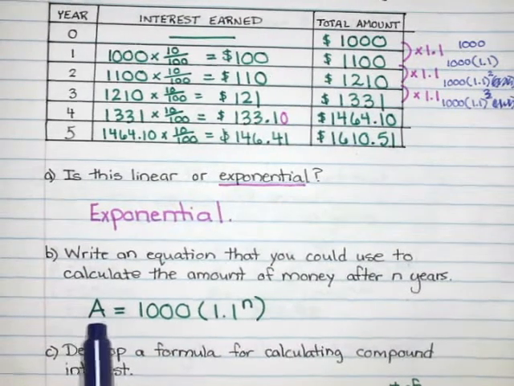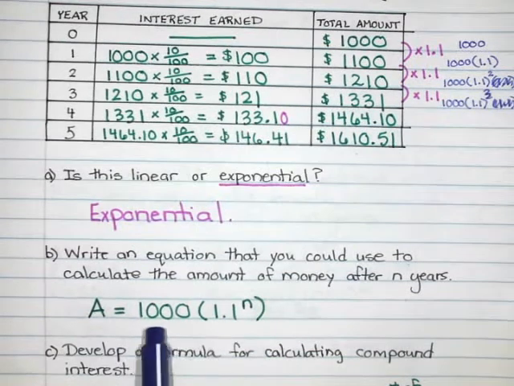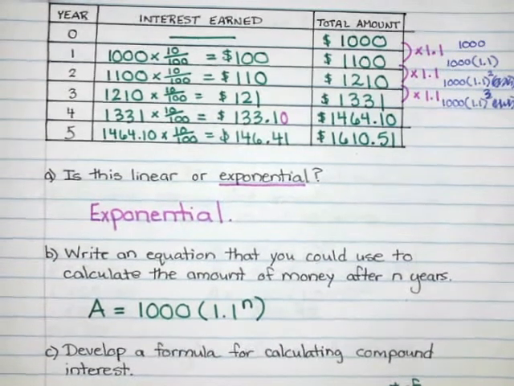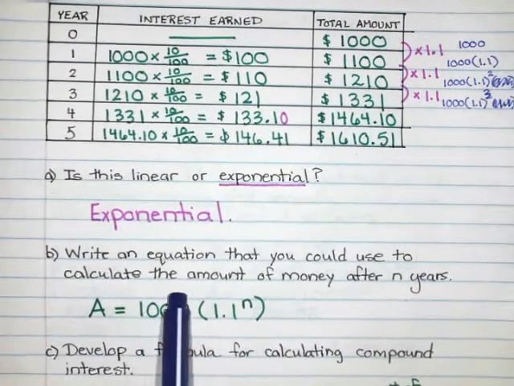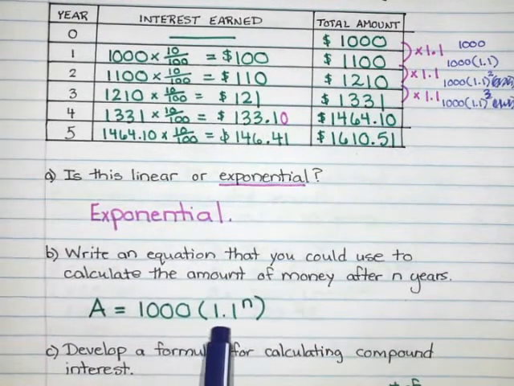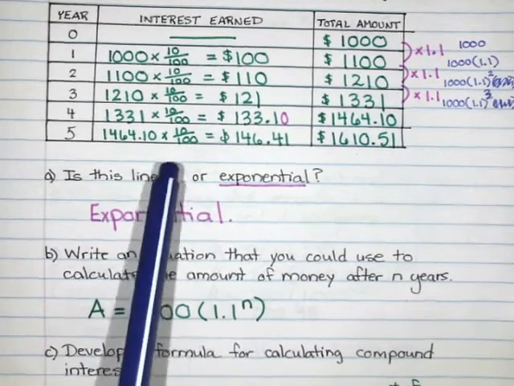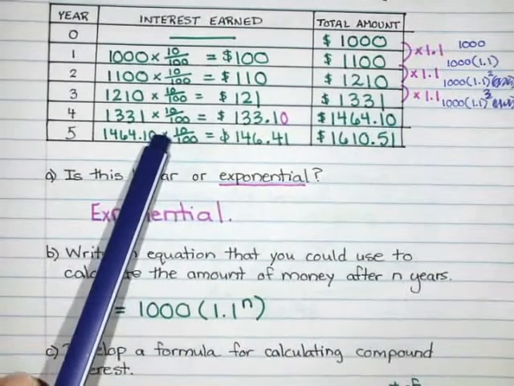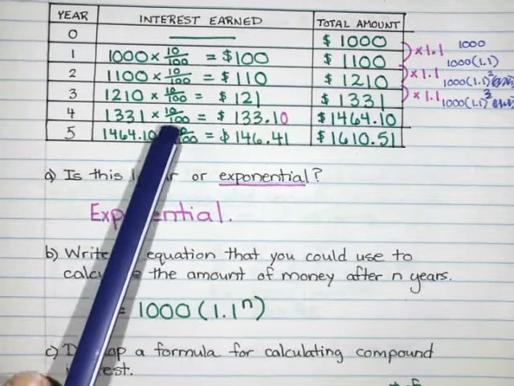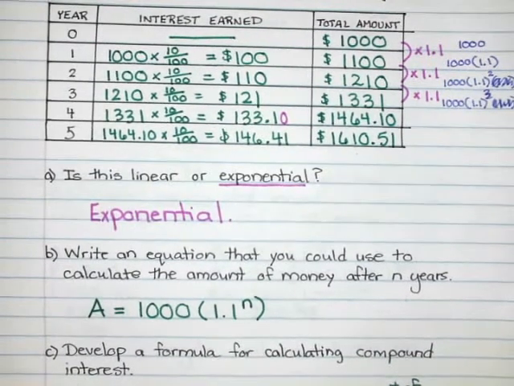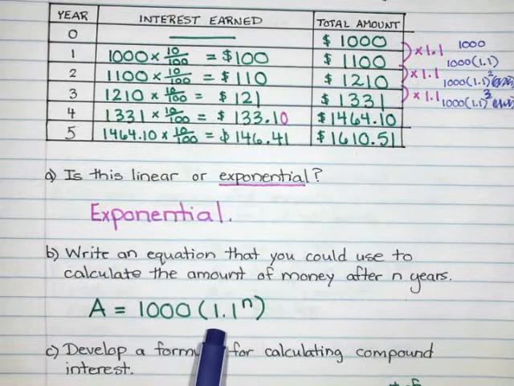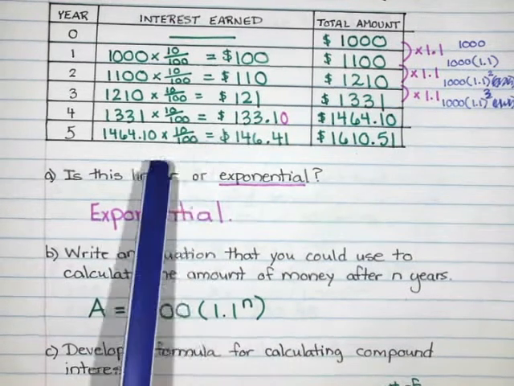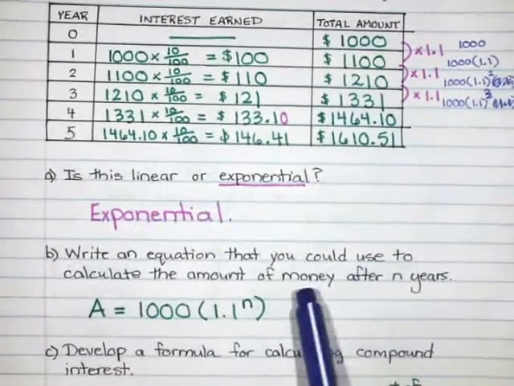So A stands for the final amount. That $1,000 was Carlos's starting investment. That's called a principal in financial circles. So this would be my starting amount or my principal. Now the 1.1 actually comes from the interest rate. So 10% divided by 100 is actually 0.1. So this is 1 plus 0.1, which is the interest rate as a decimal, and then to the power of n.